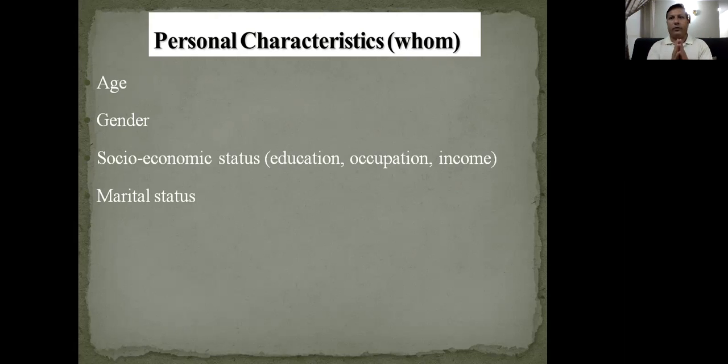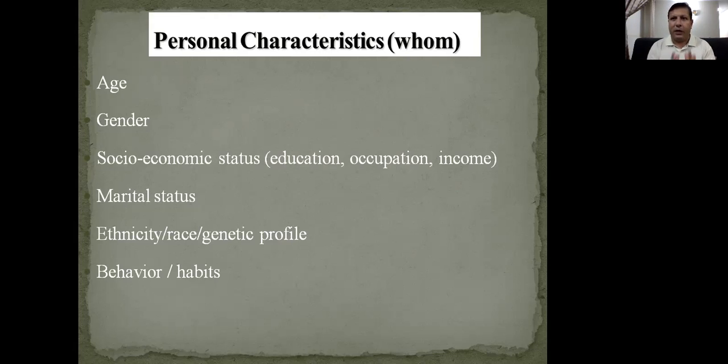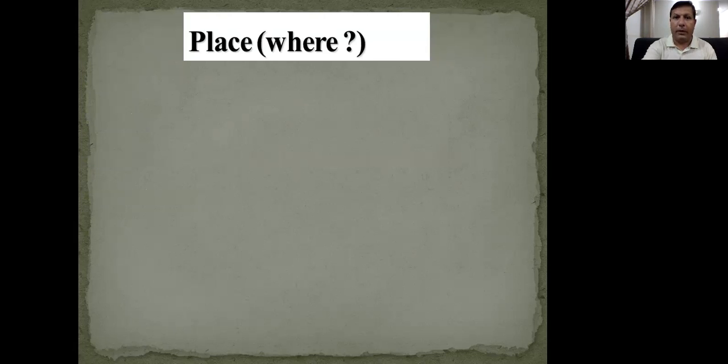We have to take the data of those people: which age group is affected by that disease, which gender is affected by that disease. What is the socioeconomic status, the people who are living under which socioeconomic umbrella are suffering from this disease, and what is the marital status of those who are suffering from this disease. Ethnicity, race, and genetic profile, we must look into. Behavior and the habitat of special people, we have to consider all this when we are going to study epidemiology. Place, where?